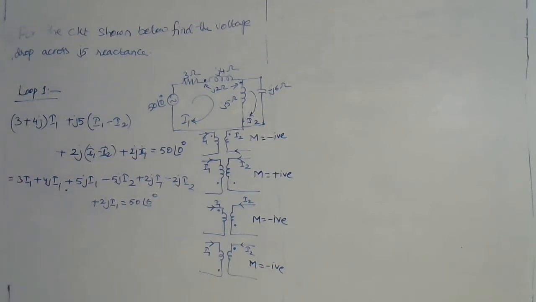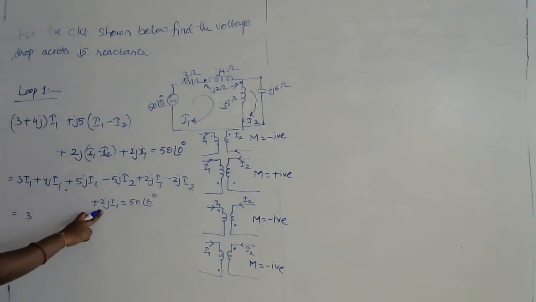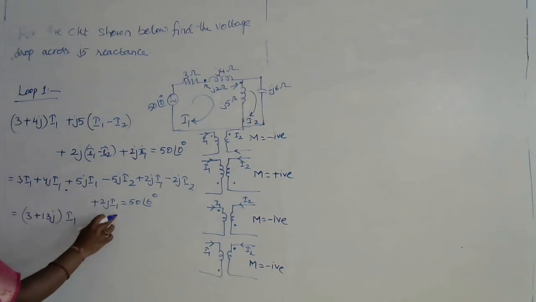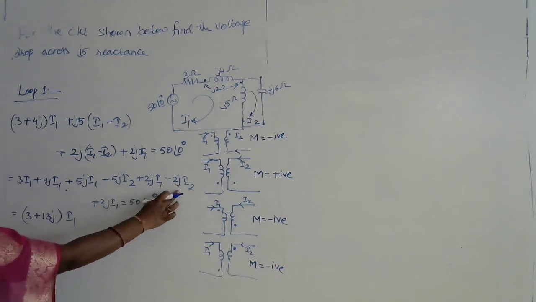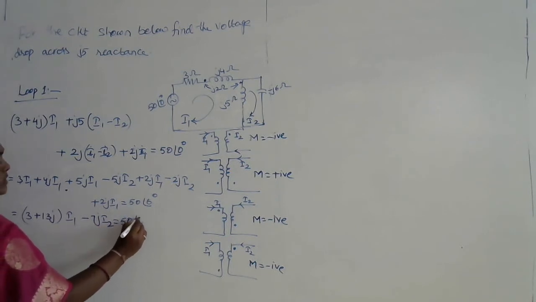If you simplify this, if you take the I1 terms as common, you will be getting 3I1, and we don't have any other 3. So 3, this is 4j and 5j, so total of 9j, and this is 11j, and here also I1, 13j. So 3 plus 13j into I1. Leftover terms related with I2 are minus 5j I2 minus 2j I2, which is equal to minus 7j I2, which is equivalent to 50 angle 0 degrees.